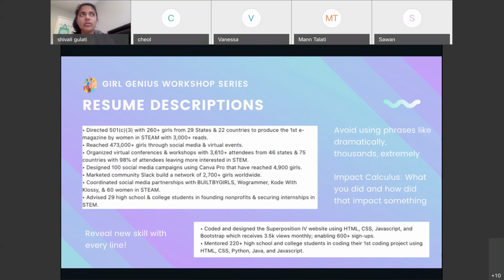And it's okay if it's only 2% or 3%. Remember, your baseline is 1%. If you've impacted more than one person, it matters.